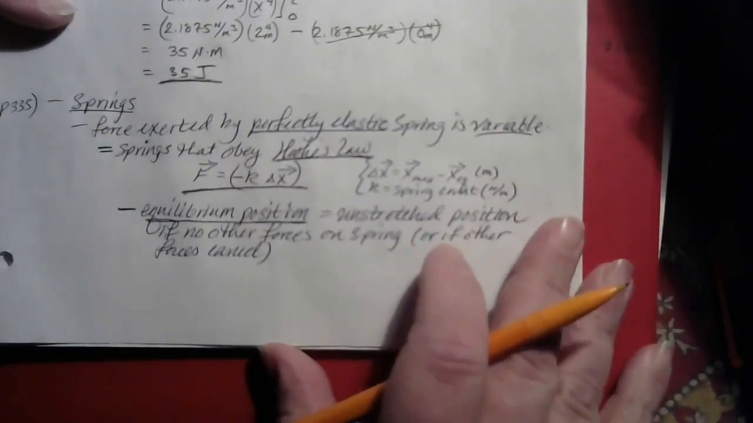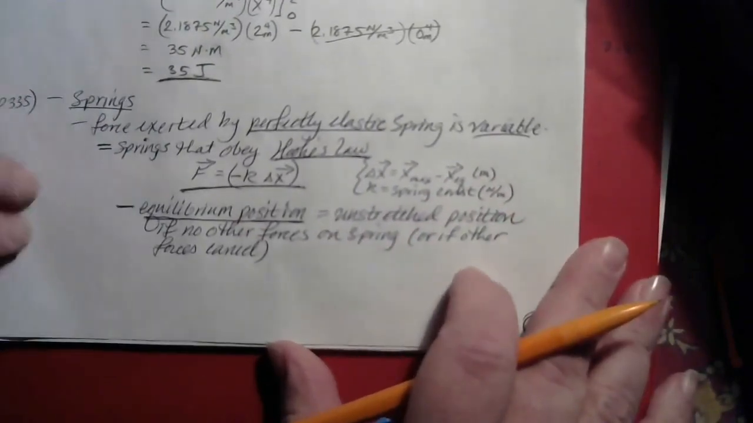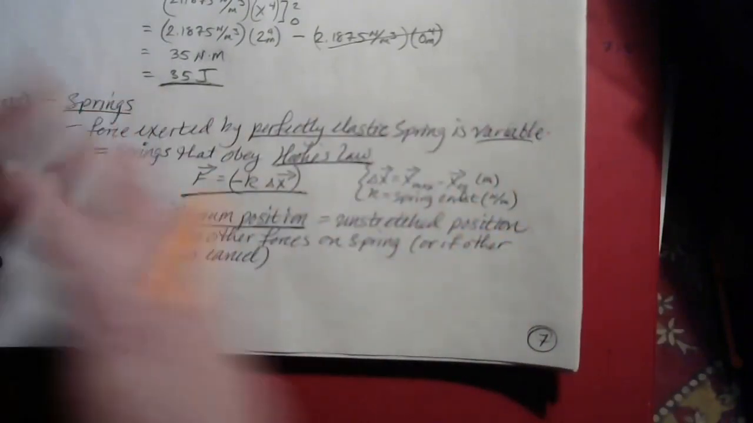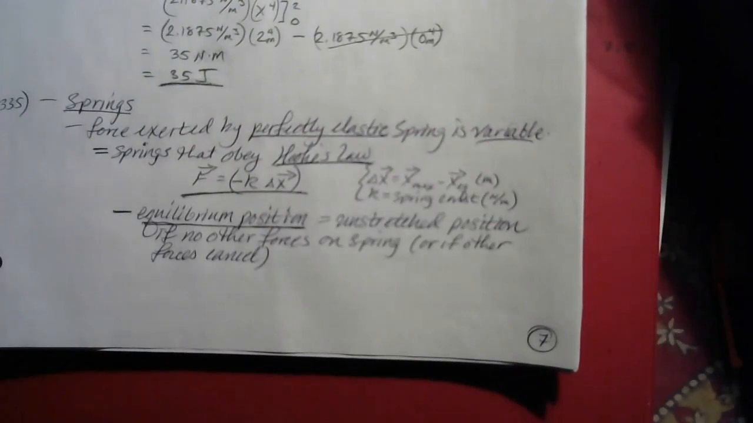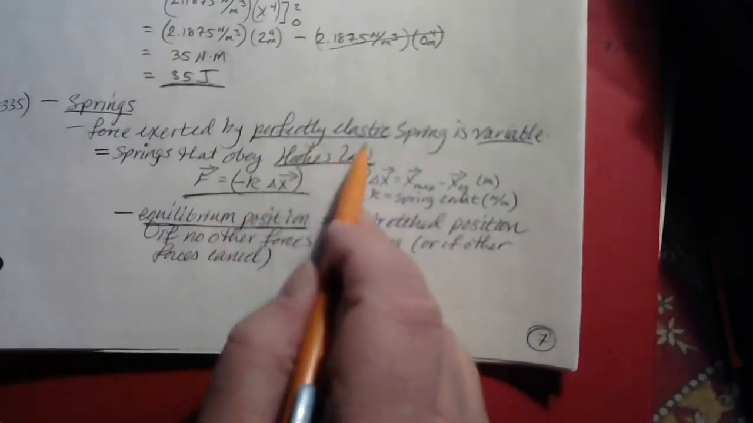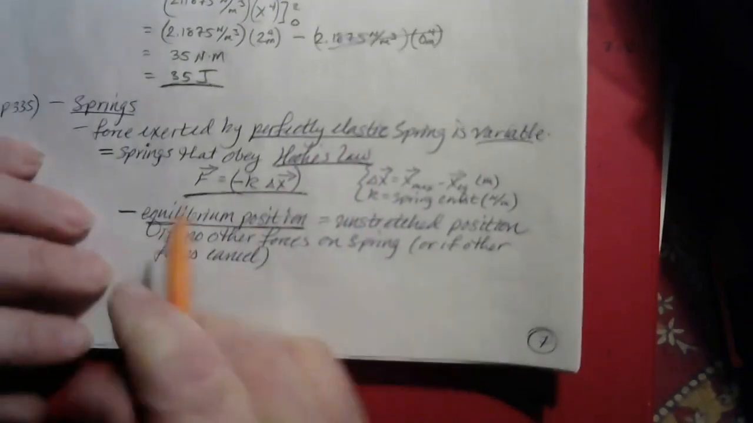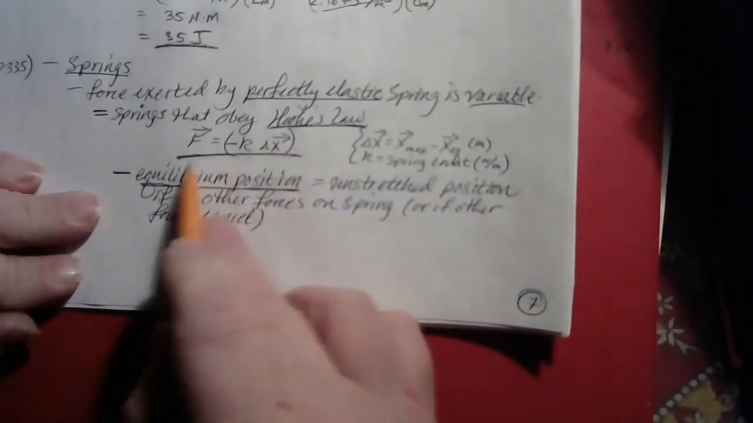Force and kinetic energy can also be related to the idea of springs, because you exert a certain force on a spring and it compresses, and if you then let it go, it moves with a certain speed. The force exerted by a perfectly elastic spring is variable depending on how much it's compressed. By a perfectly elastic spring, we mean any spring that obeys Hooke's law. Hooke's law is given as F equals negative kx.